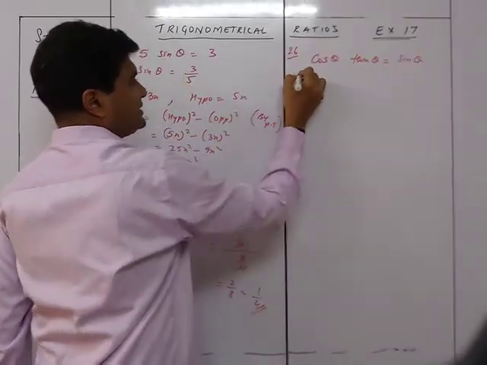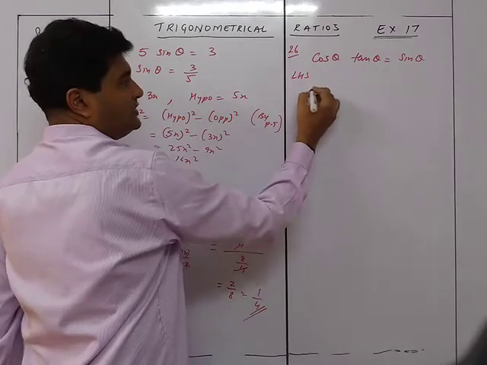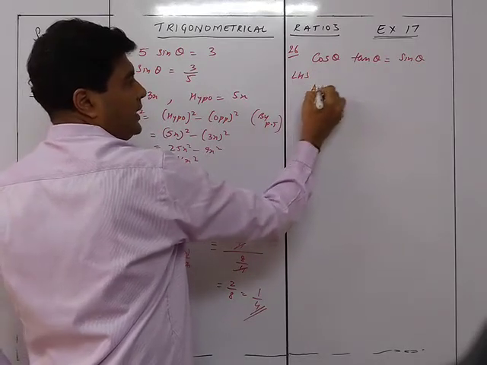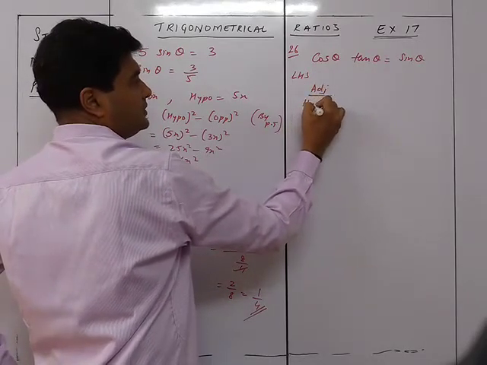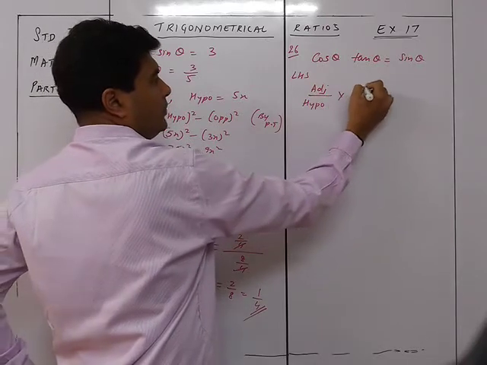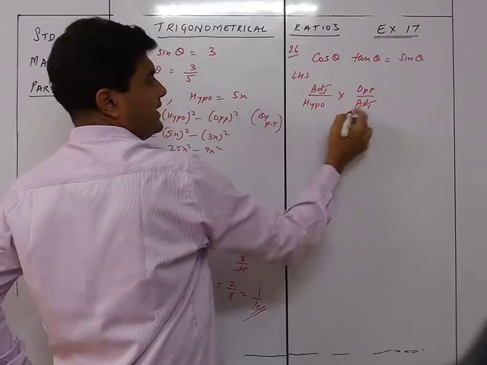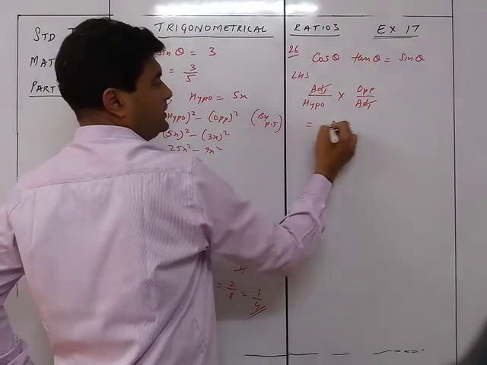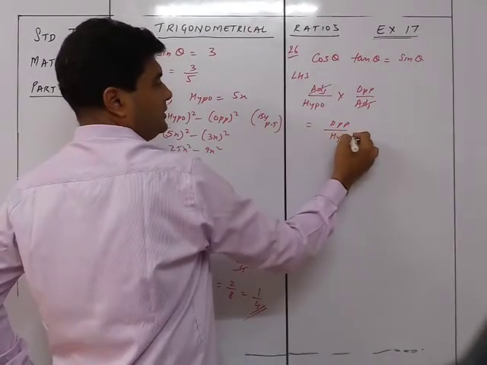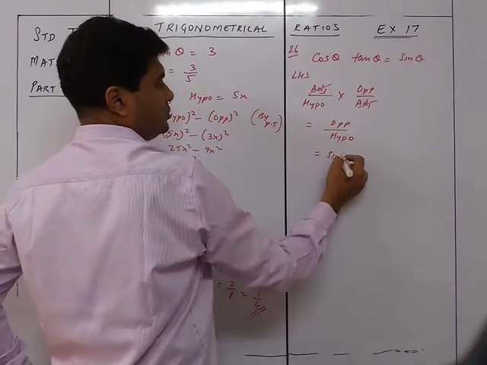So we take the LHS. Cos theta is nothing but adjacent upon hypotenuse into opposite upon adjacent. Adjacent then gets cancelled, so it is nothing but opposite upon hypotenuse, which is equal to sin theta. So hence proved.